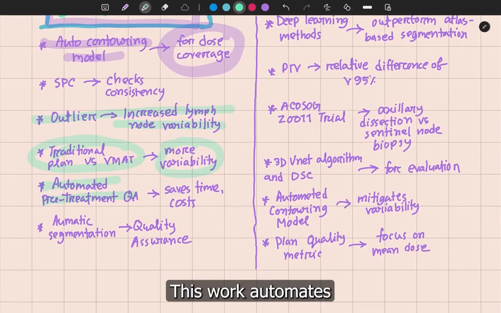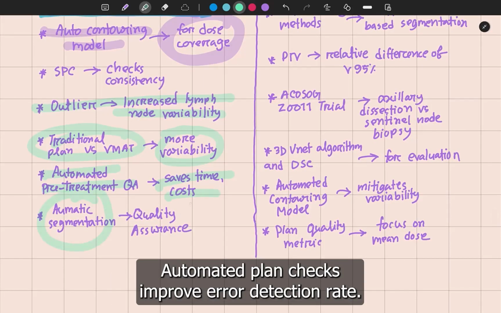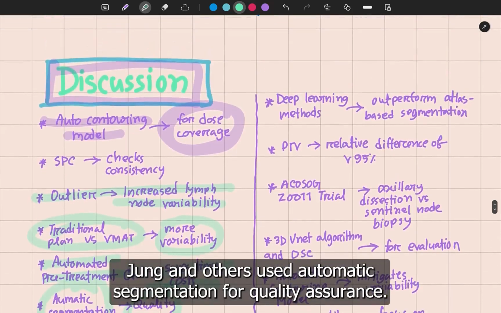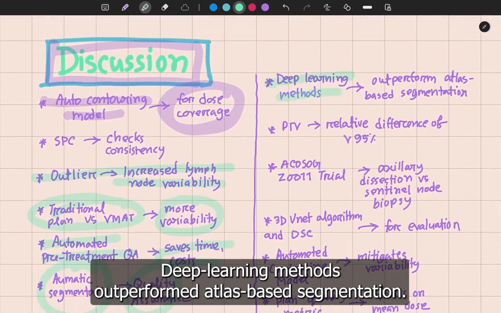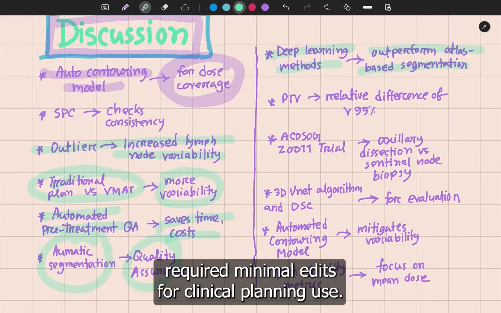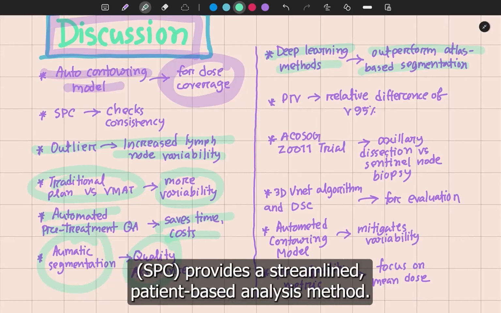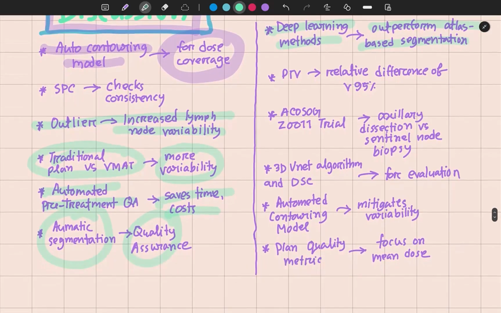This work automated the labor-intensive pre-treatment QA process, saving time and costs. Automated plan checks improve error detection rate. Zhang and others used automatic segmentation for quality assurance. Deep learning methods outperformed atlas-based segmentation. Vasin and others found that automated contouring of the breast required minimal edits for clinical planning use. SPC provides a streamlined patient-based analysis method.